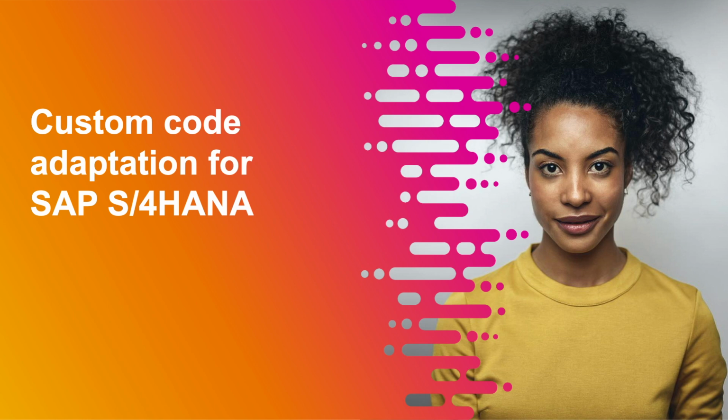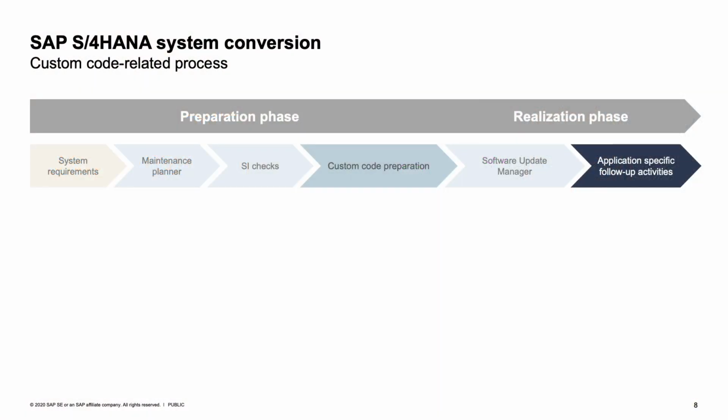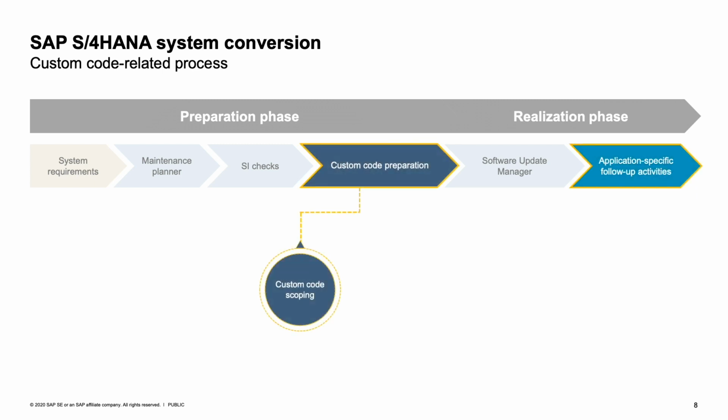So, custom code adaptation for SAP S/4HANA. What you see in this picture is the S/4HANA system conversion process, and it consists of different steps and tools familiar to you, like for example maintenance planner or software update manager, which you know from the previous SAP Business Suite upgrades. But we will focus on the custom code related process, and the custom code adaptation process starts with the so-called custom code scoping. Meaning, first you need to decide which amount of custom code will go to SAP S/4HANA.